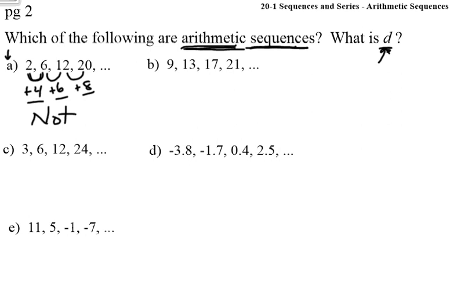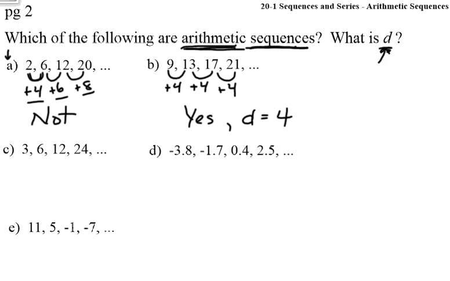9, 13, 17, 21 for B. Well, how do we go from 9 to 13? Well, that's plus 4. 13 to 17, that's plus 4. 17 to 21, that's plus 4. So this is an arithmetic sequence with a D value of positive 4. That's what we're looking at for an arithmetic sequence.